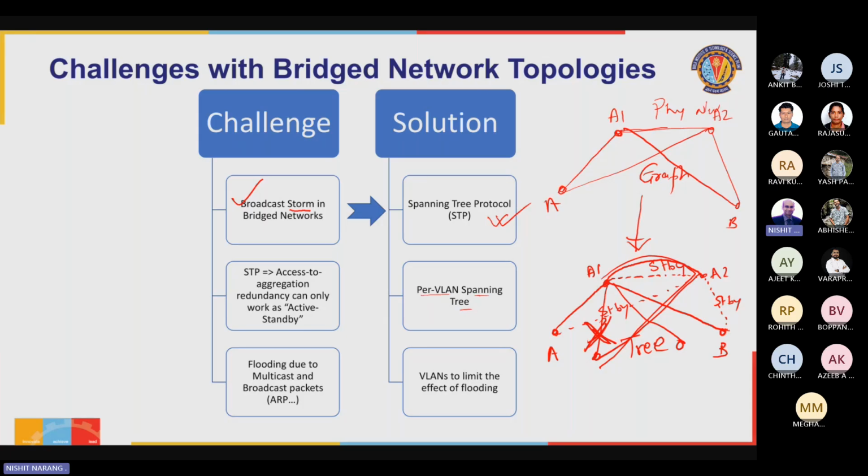Now, is it clear, Ravi? What spanning tree protocol is? Converting a network graph structure to a network tree structure. That's what STP does.